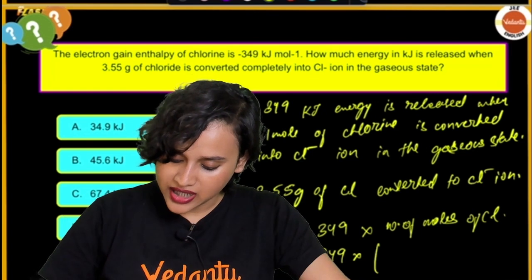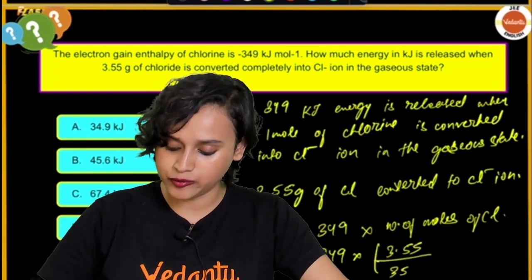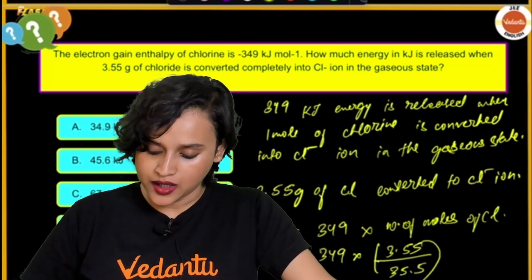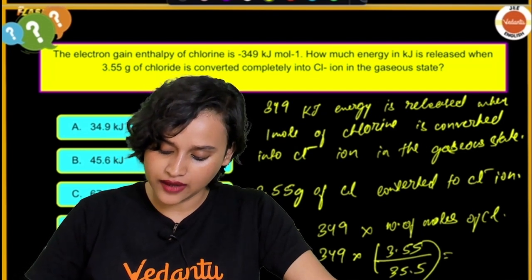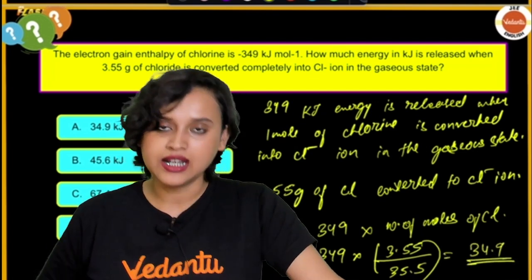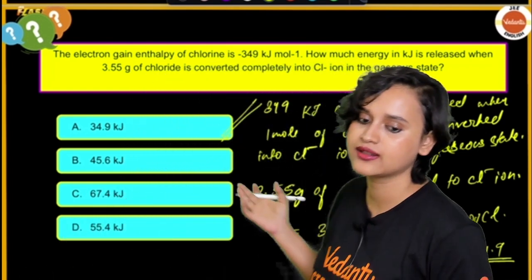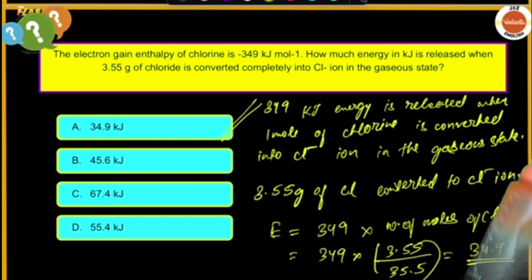So what is the given mass? Given mass is 3.55 and the molar mass of chlorine is 35.5 gram per mole, isn't it? So if you calculate it here, 3.55 by 35.5, you will have 34.9, and that means that option A is the correct answer. Check it out, guys. Please have a look and let me know if this is what you are getting. Till then, I am going to drink some water.